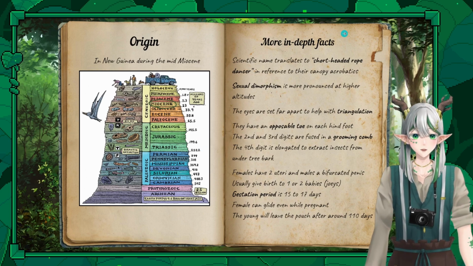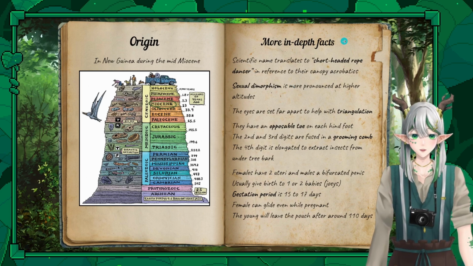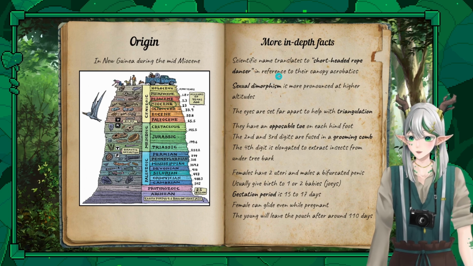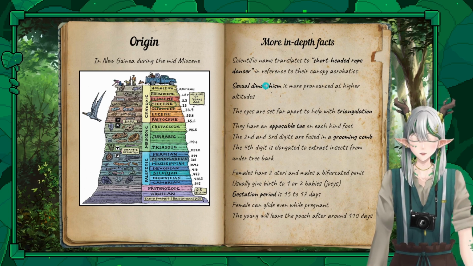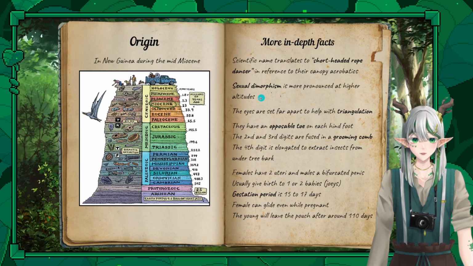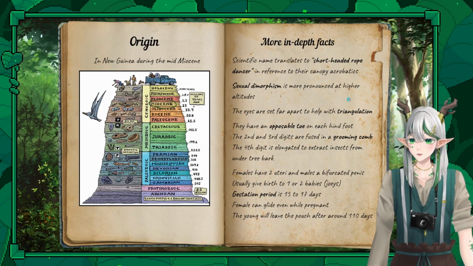The scientific name translates to short-headed rope dancer, in reference to the canopy acrobatics. Sexual dimorphism is present in the species, so you know, that means a difference in physiological characteristics between males and females, and it's even more pronounced at higher altitudes, with the males usually being bigger, as is the case in a lot of animals.